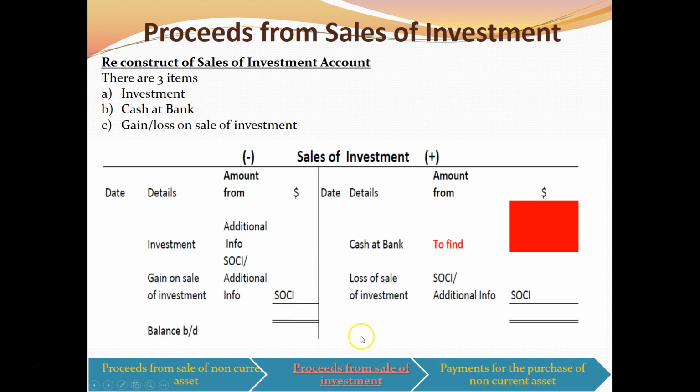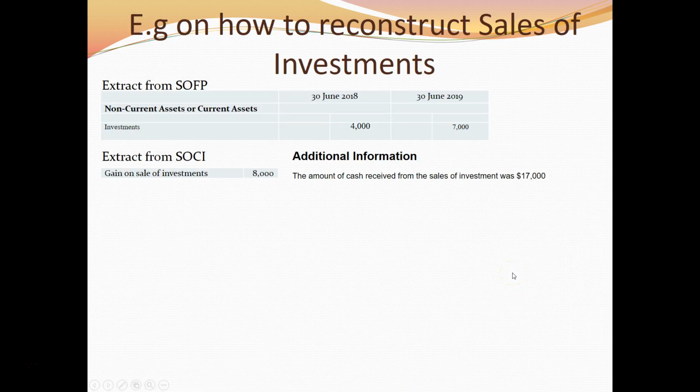So you need to imagine the profit and loss account. In the profit and loss account, income is on the credit. That's why here moves to credit, here moves to debit. So the balancing amount will be the cash at bank. So for example, you have investment 4,000 opening balance, closing balance 7,000, and then you have gain on sales of investment and how much you receive from your investment.